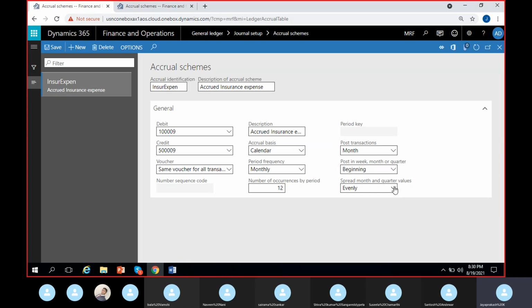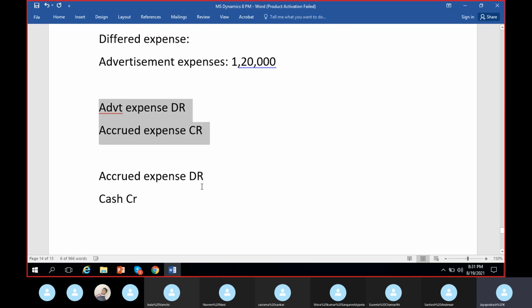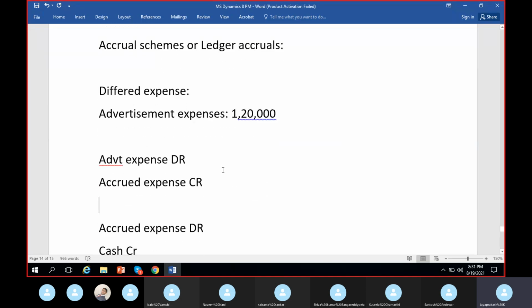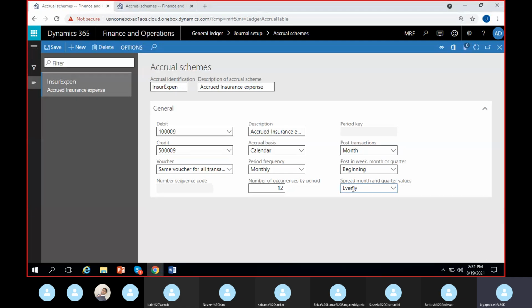Okay. Spread month and quarter values evenly or according to the number of days. Suppose the total amount is 60,000 and we have 12 months, right? So it will evenly spread. Evenly means 5,000 each month. Or it will also spread according to the number of days. Means every month will have different days, right? 30, 31, and 28. So according to the number of days, it will divide the balance. I'll go for evenly. Let it divide evenly, like 5,000 each month. Okay. This is my criteria I have selected for this accrual scheme.